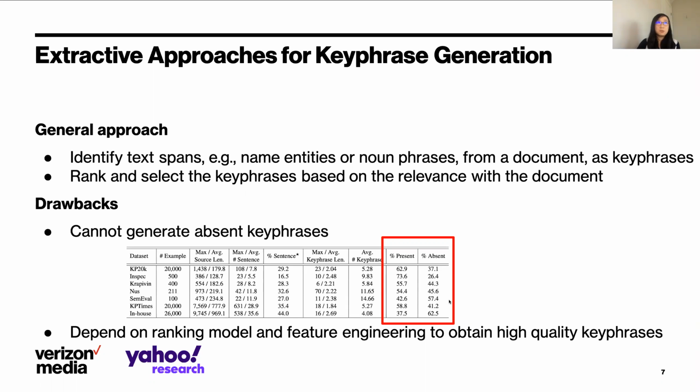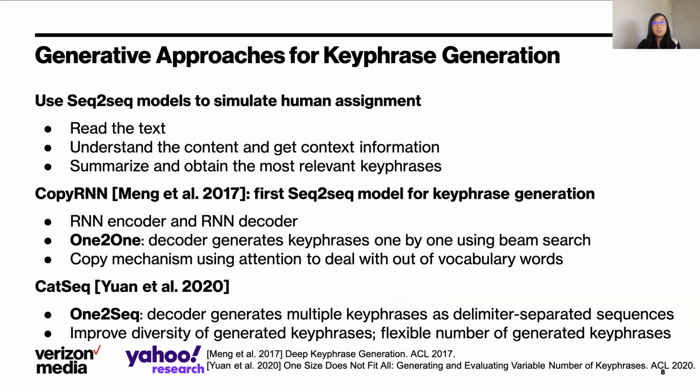And also for this extractive approach, it cannot work on its own. It heavily depends on the ranking model and the feature engineering related to the ranking model to be able to come up with high quality key phrases. So this motivates people to think about a generative approach, especially given the popularity of these neural language models. So they were thinking that we can actually generate the key phrase by simulating human thinking.